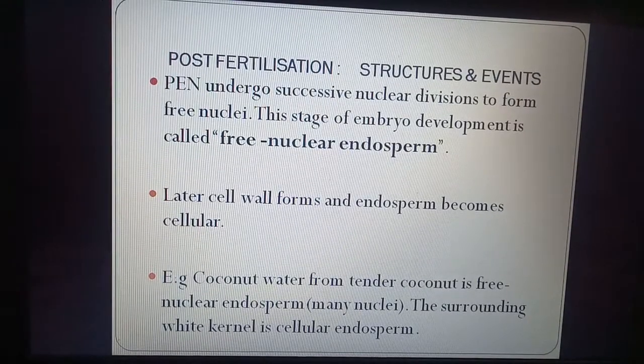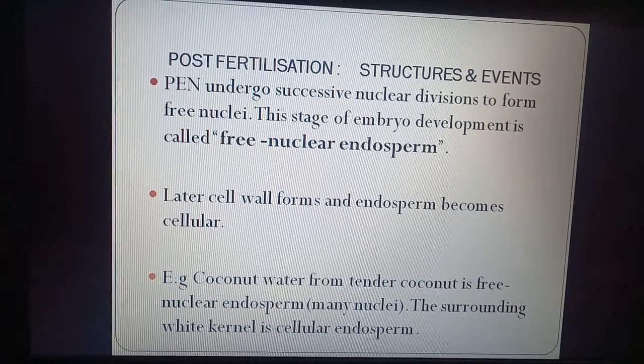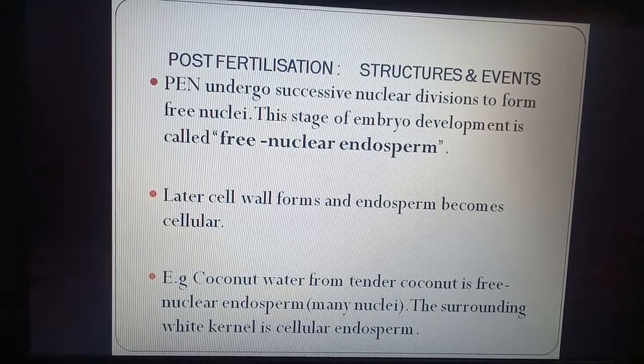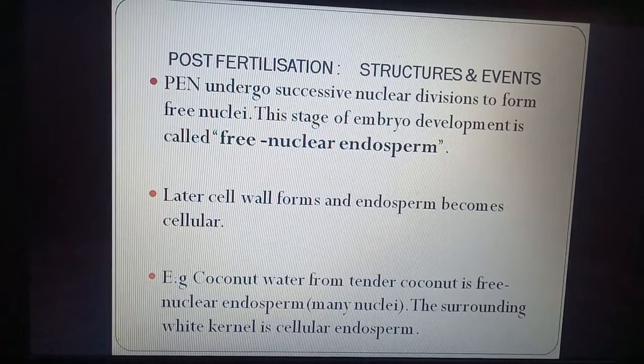The primary endosperm nucleus also undergoes divisions. The nucleus undergoes division and many nuclei are formed. They are free because cross walls or cell walls are not formed. So many nuclei can be seen in the cell. This stage of endosperm development is called free nuclear endosperm. When the nucleus divides but partition is not formed, it is called free nuclear endosperm.